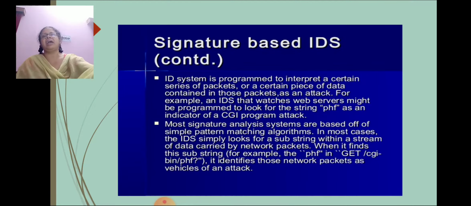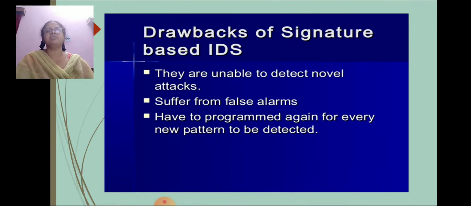Drawbacks of signature based IDS: they are unable to detect novel attacks, suffer from false alarms, and have to be programmed again for every new pattern to be detected.